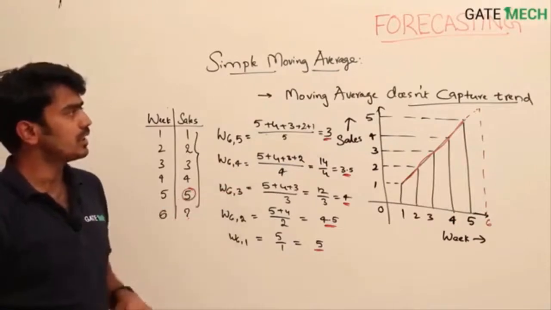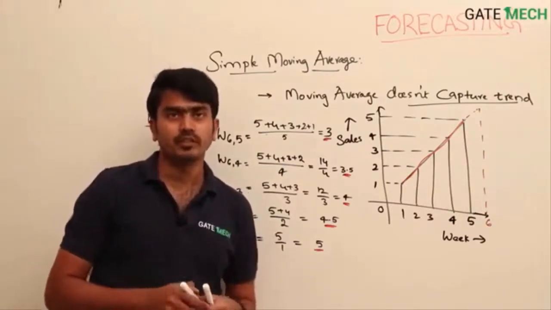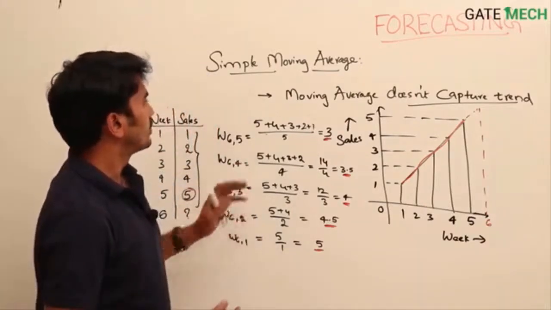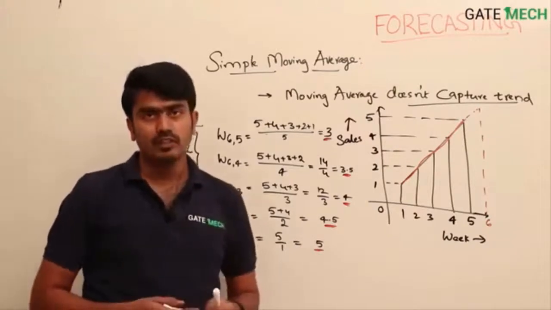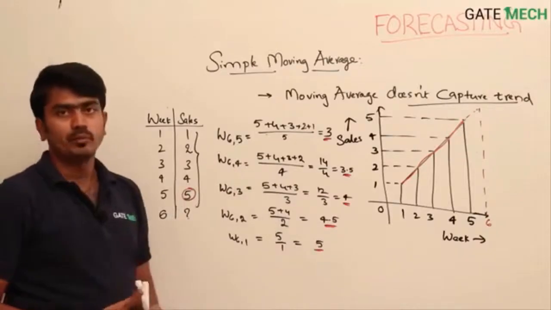So this method is not suitable for data which has a trend component, showing an upward trend or downward trend. This is a disadvantage of averaging methods. Now we'll move on to the weighted moving average method.